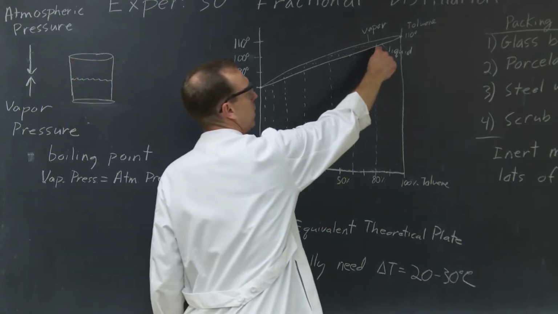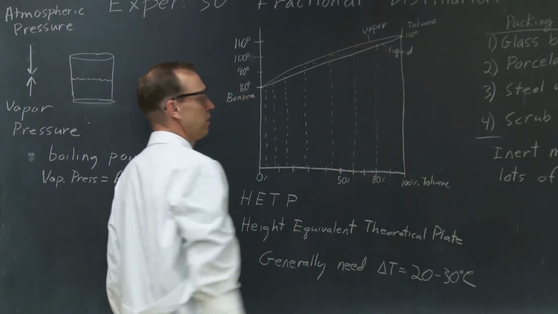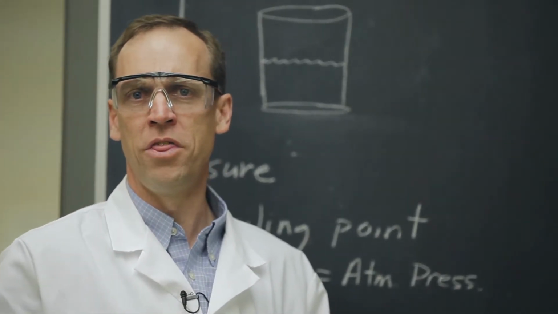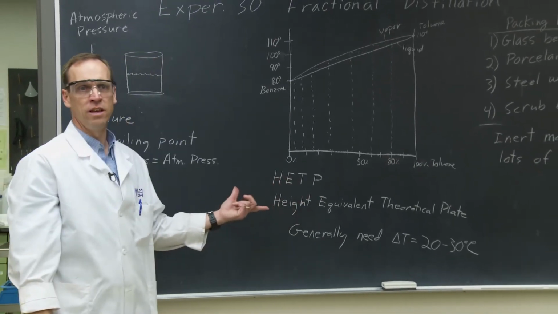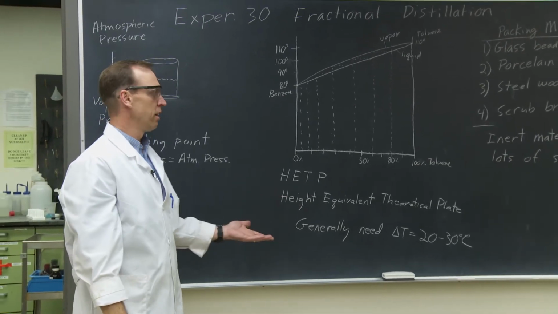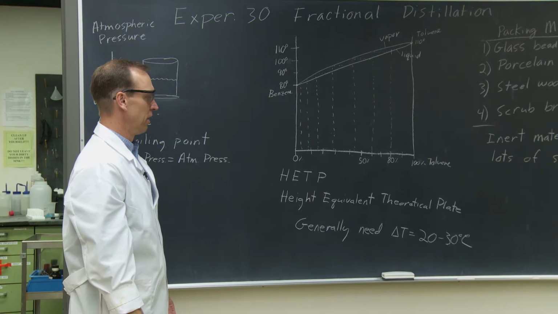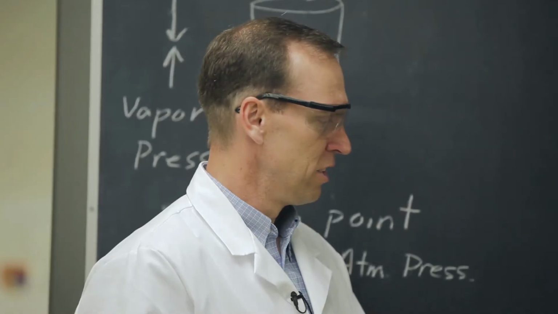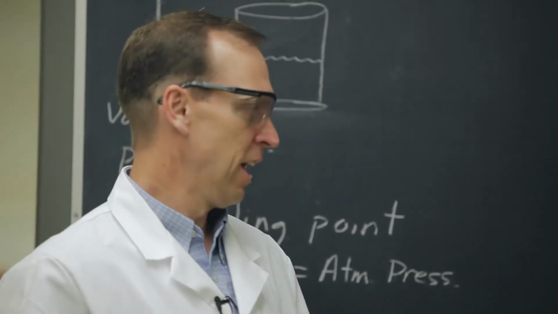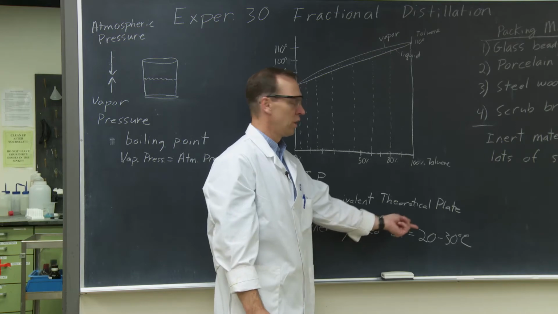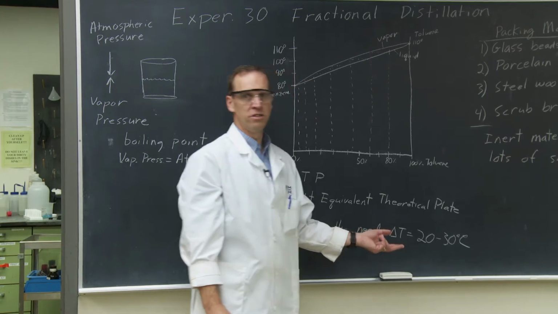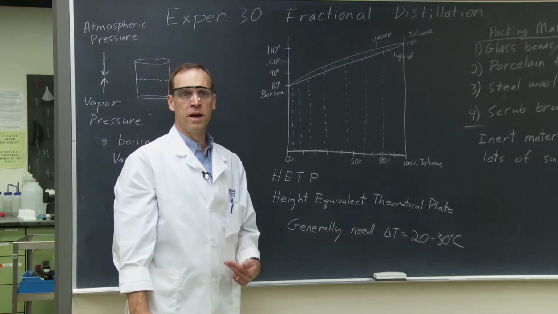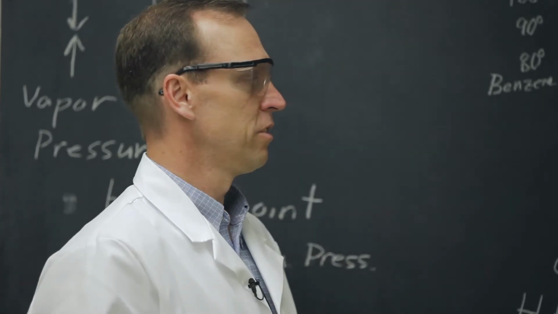Each time you boil, condense, and reboil again, that's referred to as a height equivalent theoretical plate, or HETP. This refers to the efficiency with which a fractionating column can separate different liquids. Generally, fractional distillation is capable of separating liquids that differ in their boiling points by between 20 and 30 degrees Celsius. All of the mixtures in today's lab will differ by at least 35 degrees Celsius.